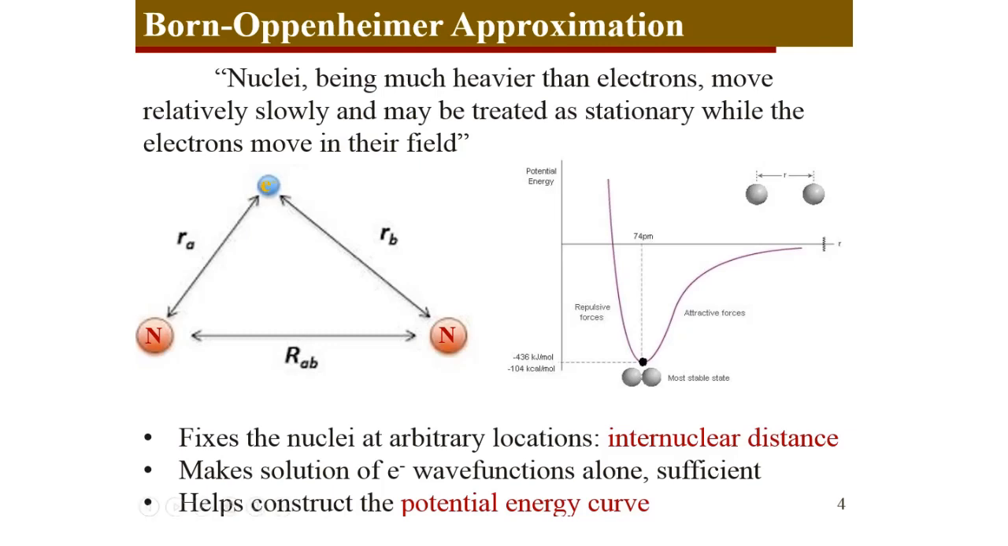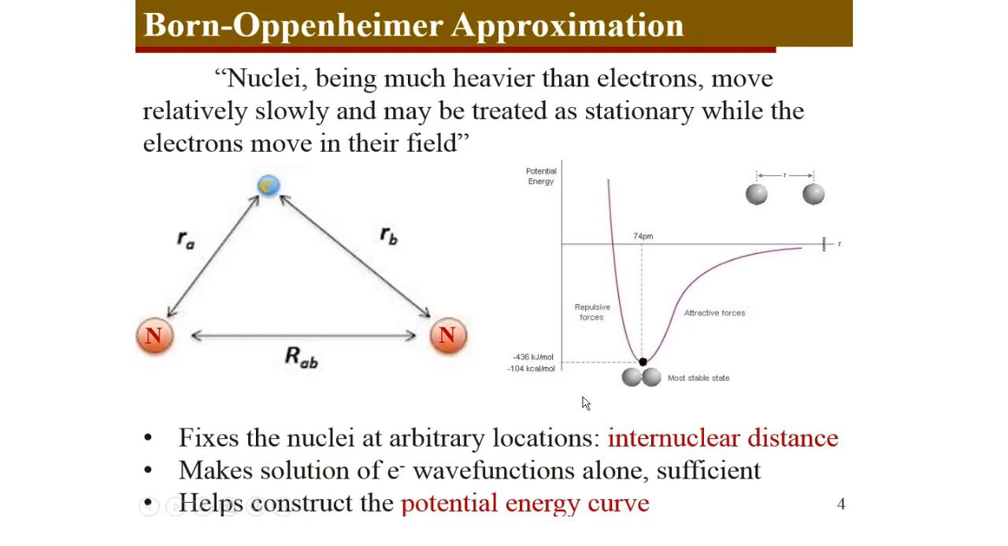For example, the x-axis here is the internuclear distance, and as you lower the internuclear distance like this, you can see that the potential energy of the system gets lower and lower and reaches a minimum here. That is the equilibrium distance. We can also call it the equilibrium bond length, because that is the distance between the two atoms at the lowest energy state.